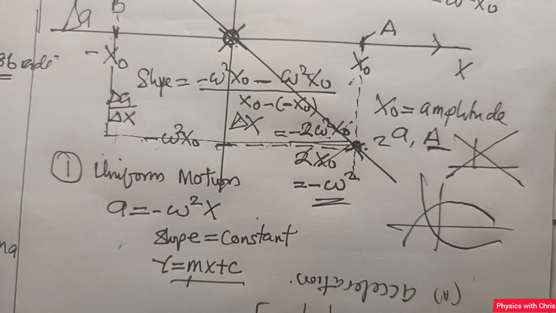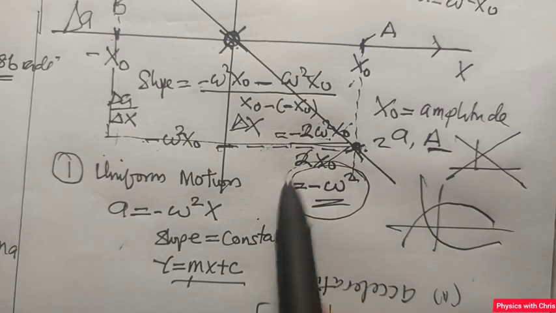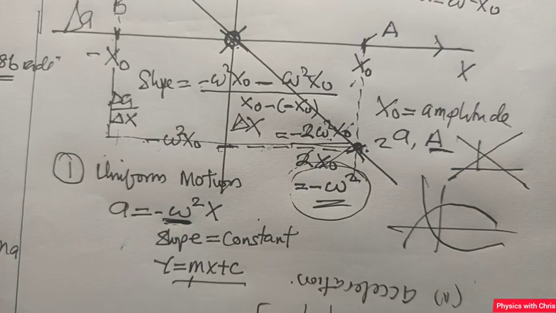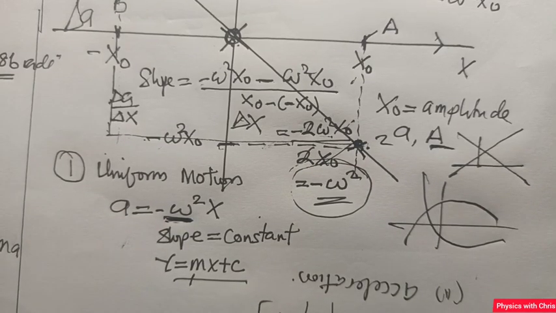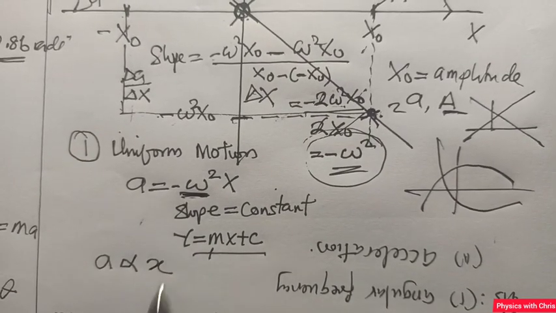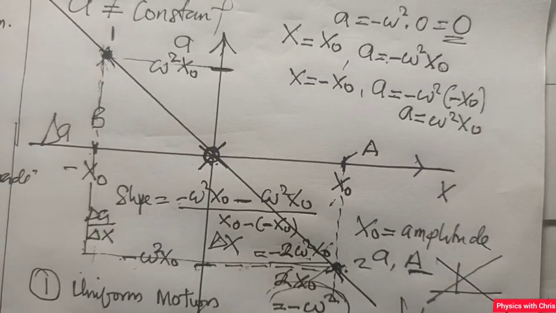So that means that the graph must be a straight line so that the slope will be a constant, since this omega squared represents the slope and it's a constant. Then number two, the graph must pass through the origin. To pass through the origin means that a must be directly proportional to what? To x. So these are the two features we can deduce from the graph if the motion of the body that has this acceleration displacement graph is going to be simple harmonic.